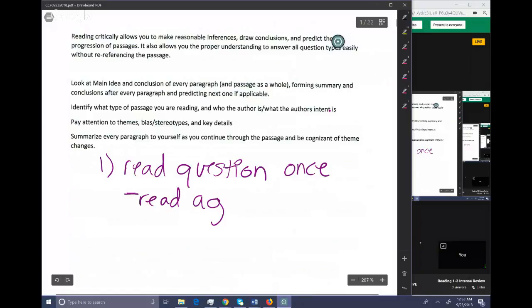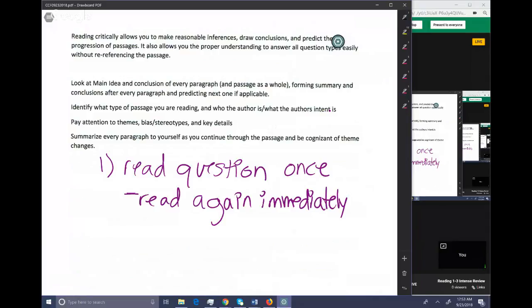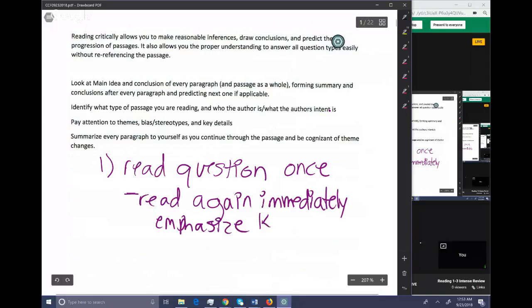and this is totally subconscious. You're not even really making a conscious effort to do this. Again, it's not taking up your time or anything like that. You immediately read the question again, and you emphasize the keywords. I will do my very best to do a good job of showing that as we're doing our work in this class tonight.